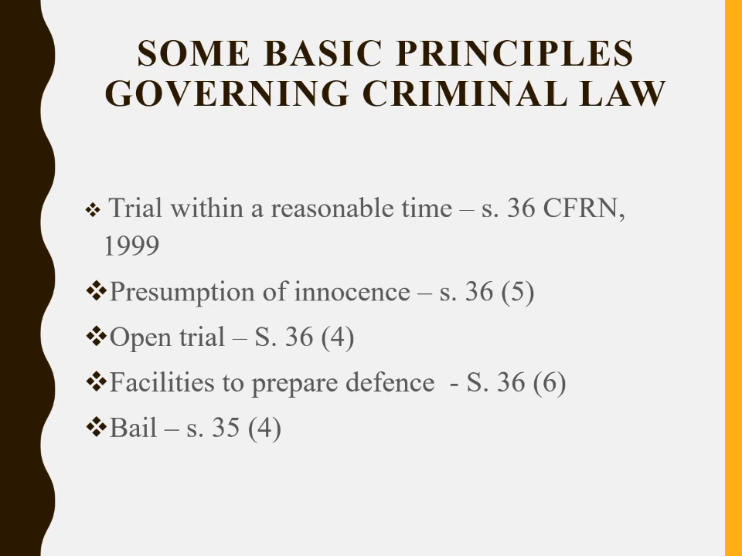Then presumption of innocence, that is contained under section 36(5) of the Nigerian Constitution. Every person accused of a crime is still presumed to be innocent until the contrary is proved. So no matter the gravity of the offense anybody commits, that person will still be seen as an innocent person until the prosecutor is able to produce evidence in court showing that this person actually committed the crime.